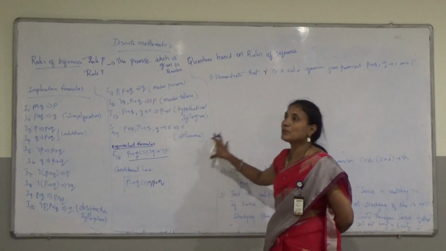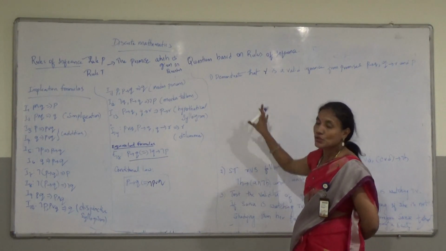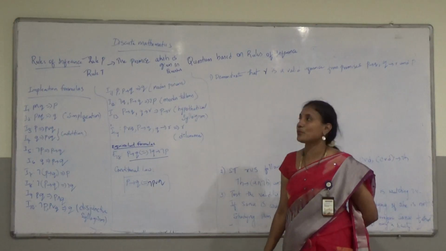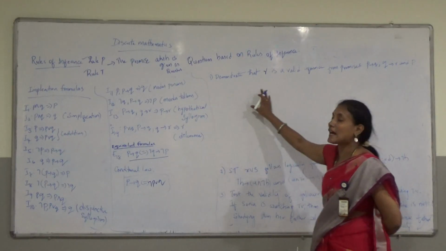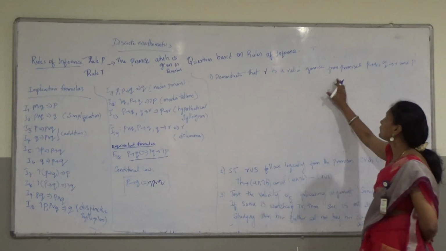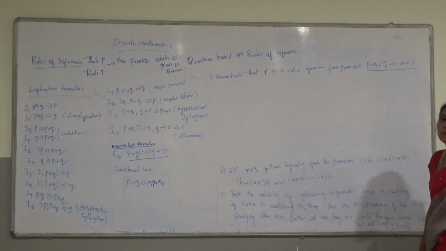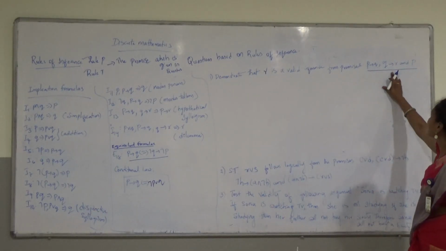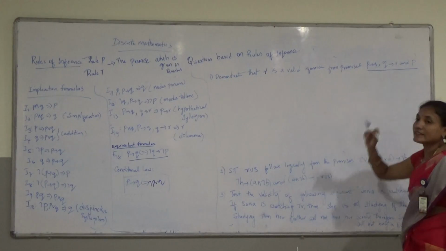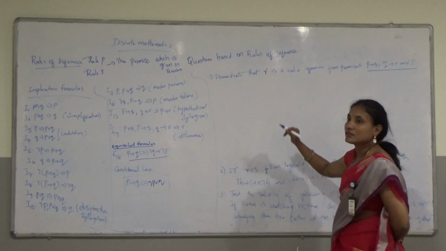Based on this, we derive and conclude some conclusions, and I am assuming three different types of questions. In the first question, they may ask: demonstrate that R is a valid inference from the premises. The given premises are P implies Q, Q implies R and P. So let us do one problem so that we will understand how it is correlated.